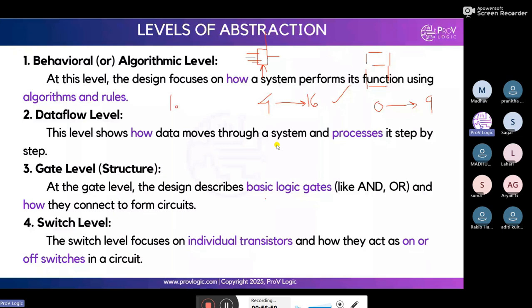So we need to draw the block diagram first. After drawing the block diagram, you will understand how many inputs and how many outputs there are. Based on that, you need to draw the truth table. So 4 inputs and 1 output will be there. According to the circuit diagram, you will draw the truth table. Whatever the output is, you need to write the output expression in the second step. So here, the output expression. From the output expression, the third step is the circuit diagram.